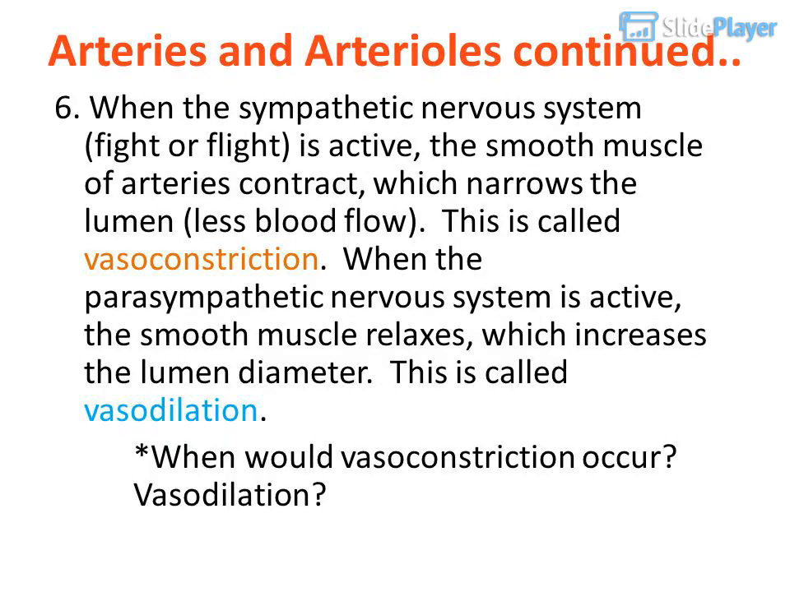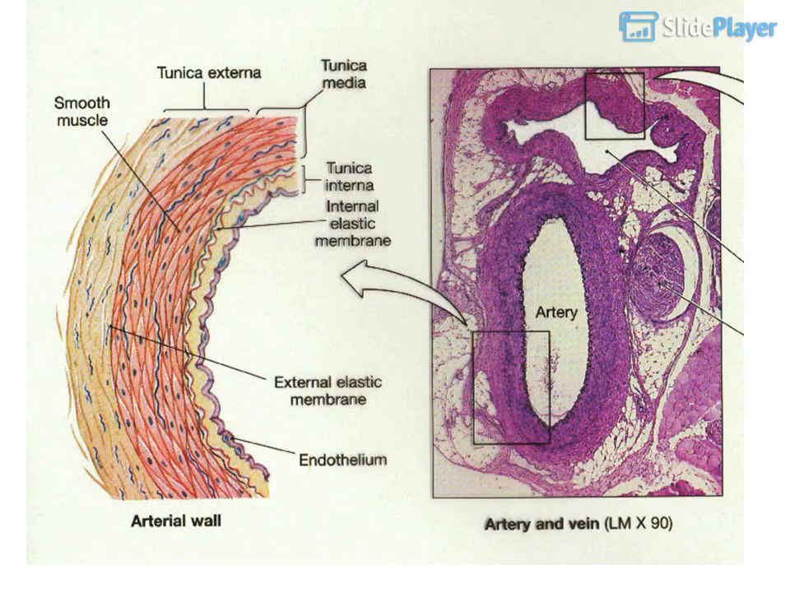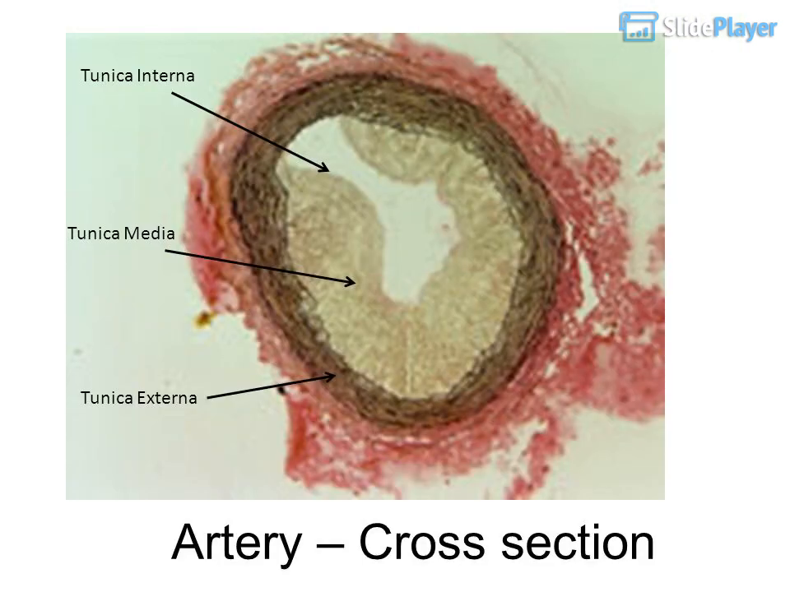Arteries and arterioles continued. 6. When the sympathetic nervous system, fight or flight, is active, the smooth muscle of arteries contracts, which narrows the lumen, less blood flow. This is called vasoconstriction. When the parasympathetic nervous system is active, the smooth muscle relaxes, which increases the lumen diameter. This is called vasodilation. When would vasoconstriction occur? Vasodilation? Tunica interna, tunica media, tunica externa.